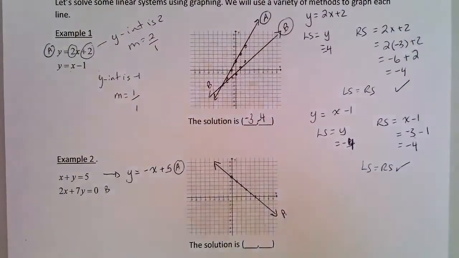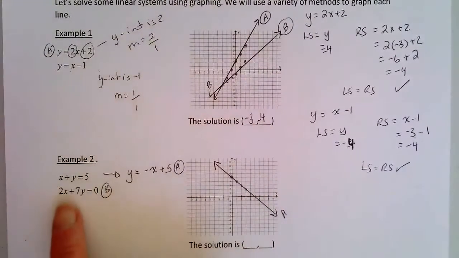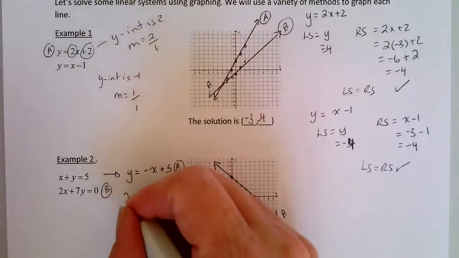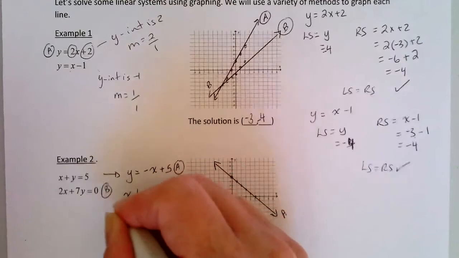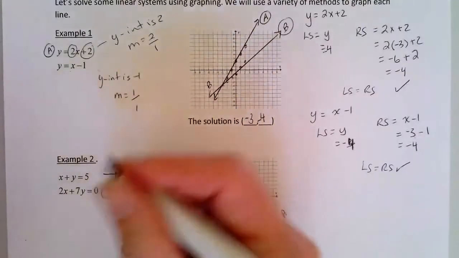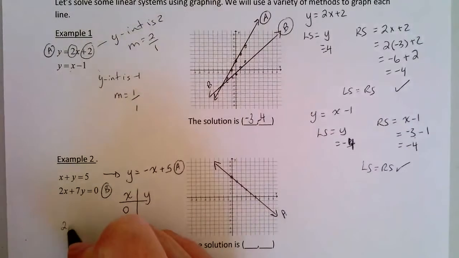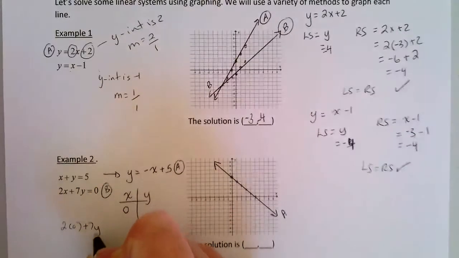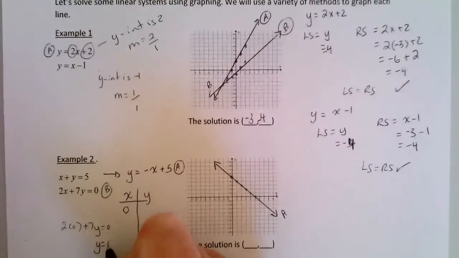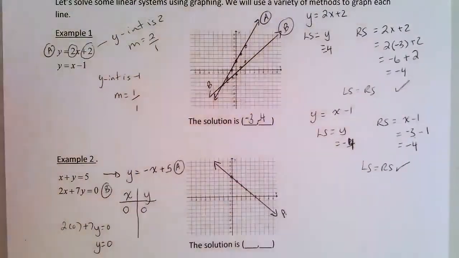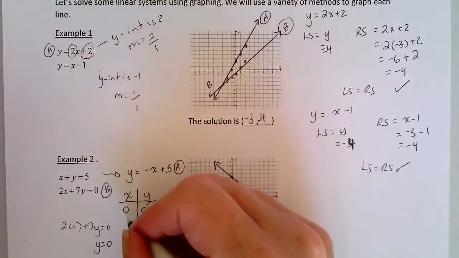And now we want to graph B. Now this is going to be a little bit trickier because of the fractions. It's not so easy to change this into y equals mx plus b. So in this case, you may want to use a table of values. So if x is equal to 0, we're going to get 7y is equal to 0. So y then must be 0. And then we're going to pick other points.